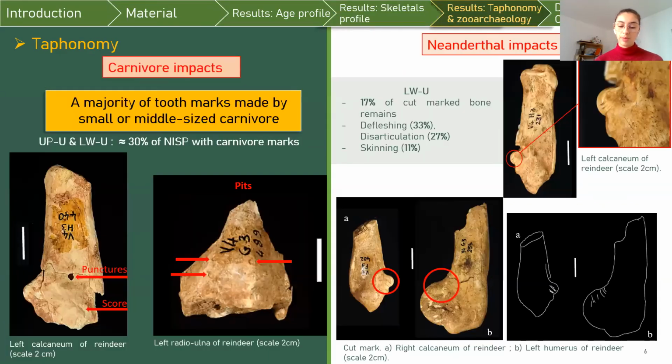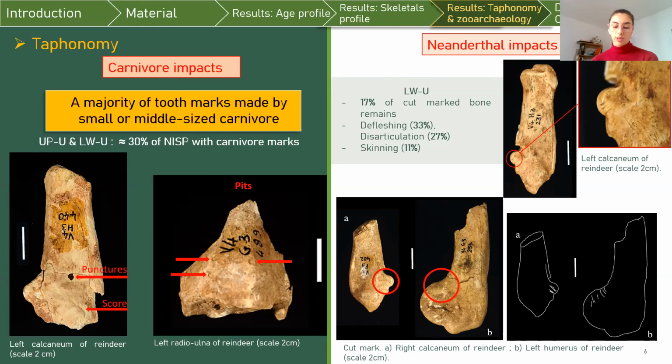The taphonomic study permits to highlight a mixed occupation with anthropogenic and carnivore modifications. Indeed, we have both the presence of cut marks and carnivore tooth marks with pits, punctures, and scores. The tooth mark measurements highlight a majority of small and middle-sized carnivores, probably canids, fox or wolf, which indicates scavenging actions. The remains are well preserved and have not been heavily destroyed by carnivores.